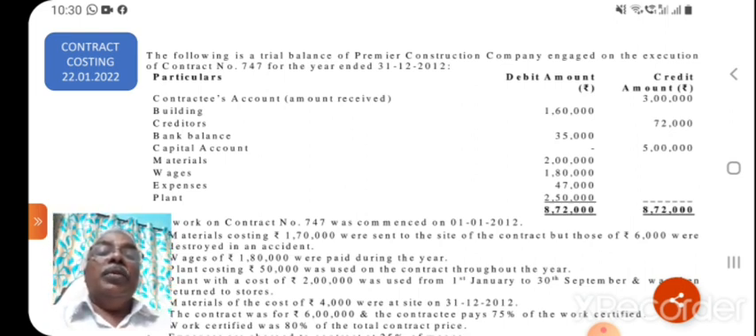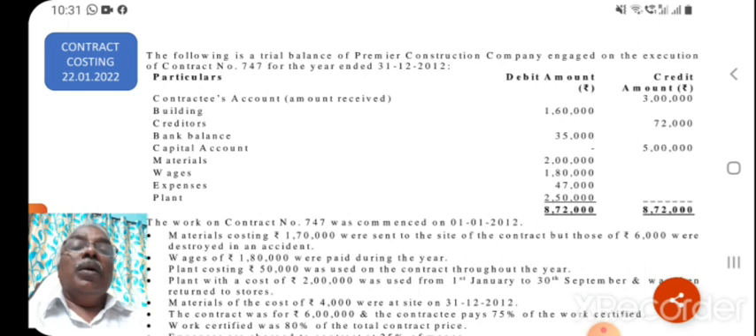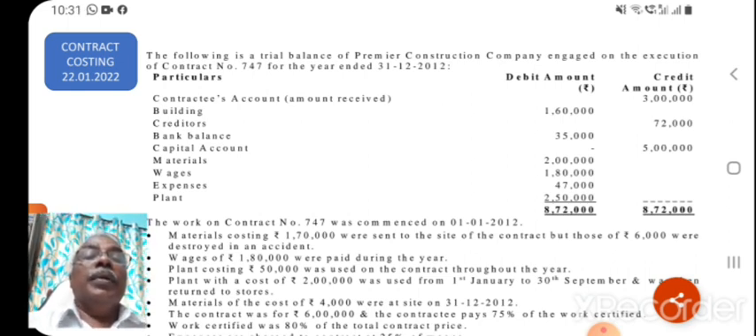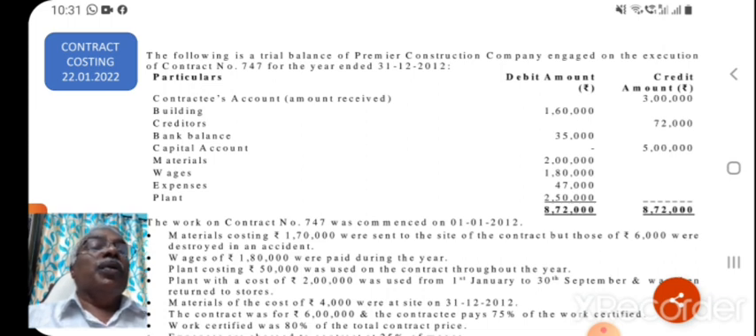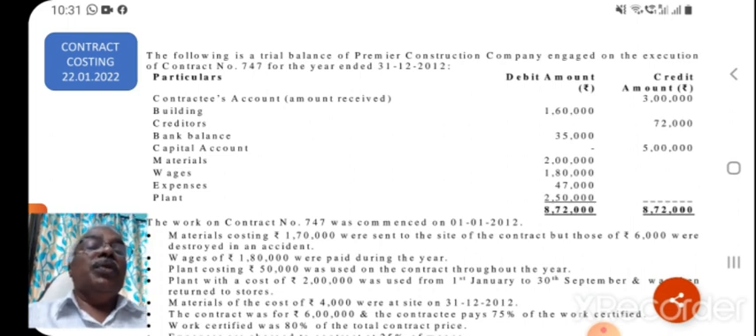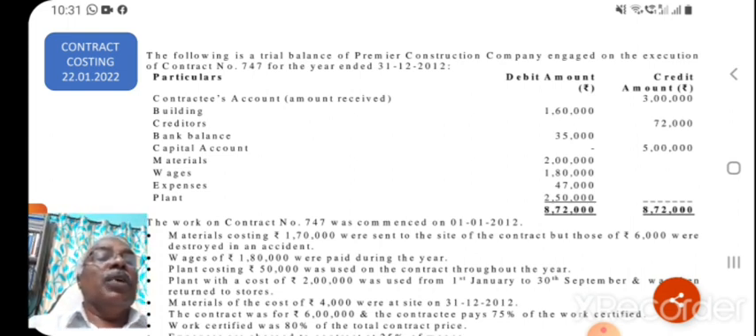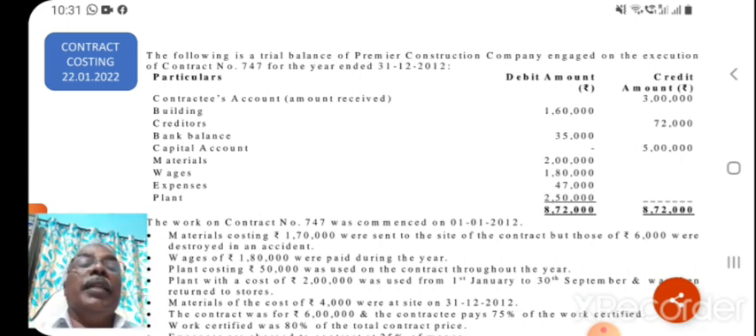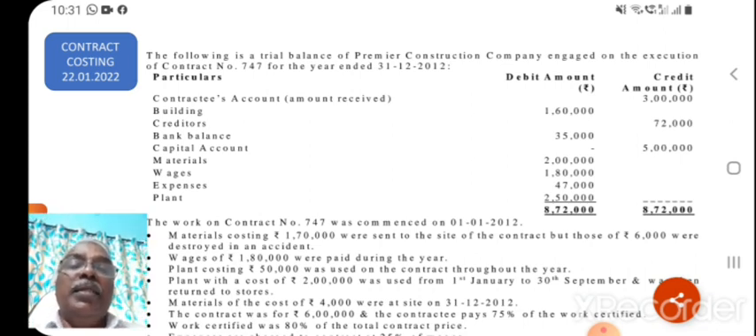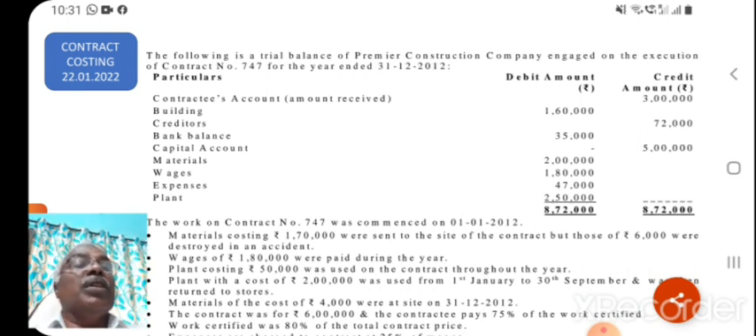And what he has done to this particular contract: materials costing 1,70,000 were sent. So the materials we have is 2 lakh. 1,70,000 were sent to the site of the contract, but out of that 6,000 were destroyed in an accident. So any loss arising at any moment should be transferred to the profit and loss account. So by profit and loss account 6,000.